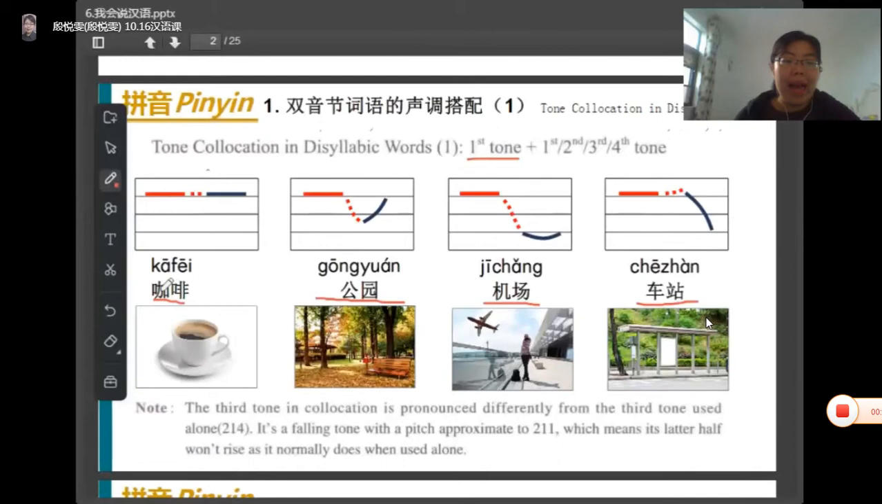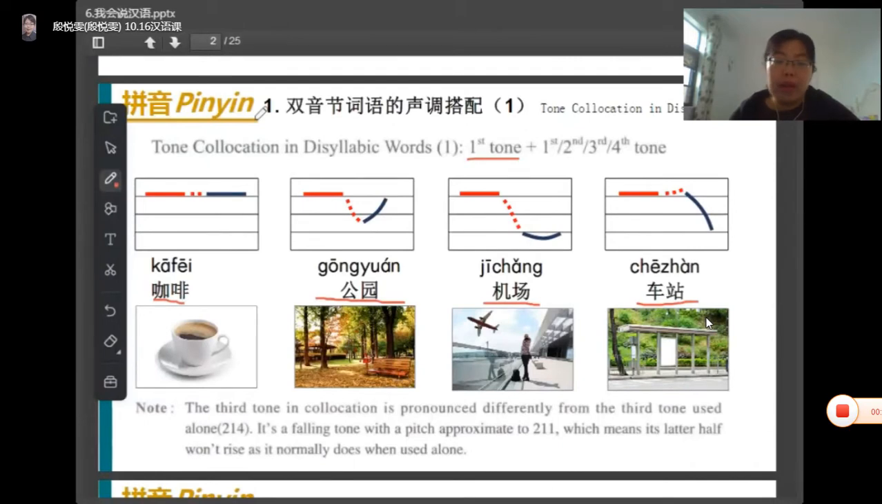We can see 咖啡, 公机场, 机车站, 车. These syllables all use the first tone, right? But 啡, 园, 场, 站 go from the first tone to the fourth tone. So today our center is first tone.